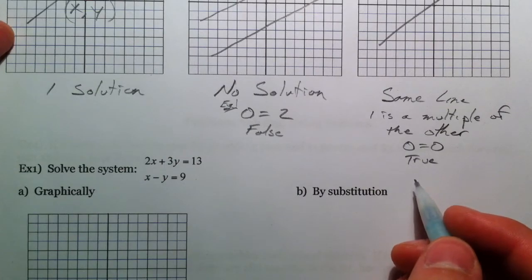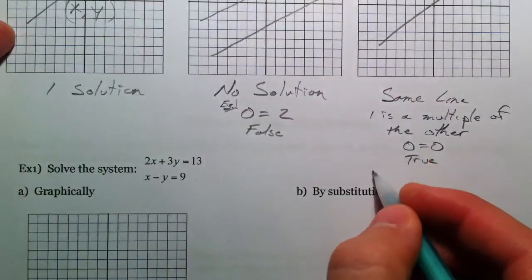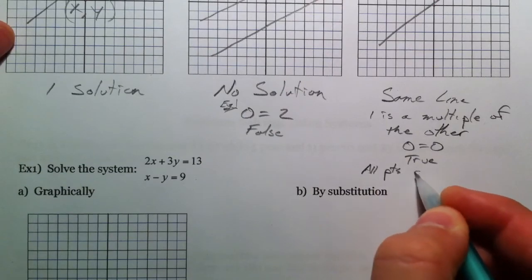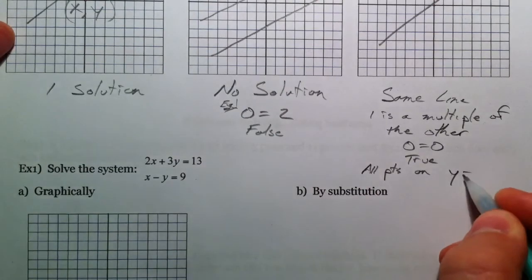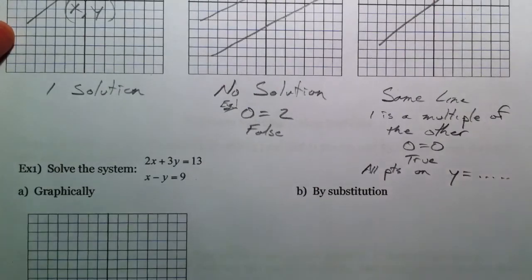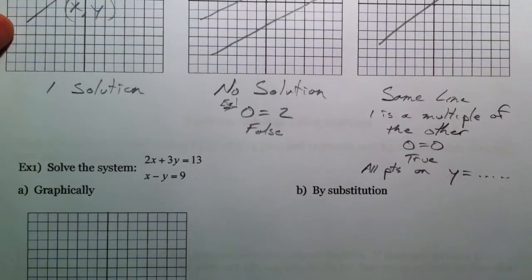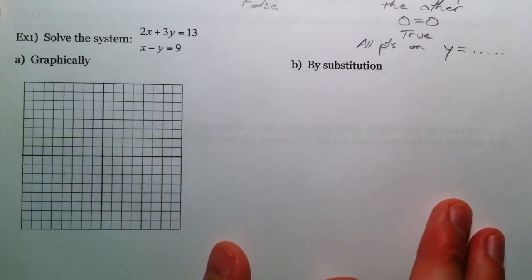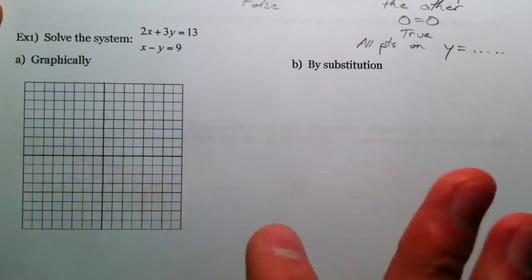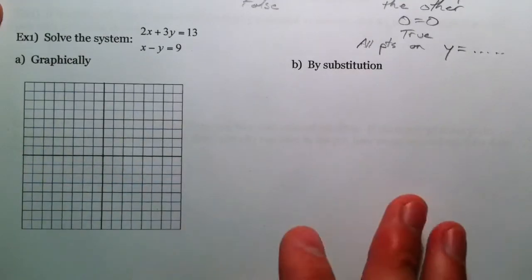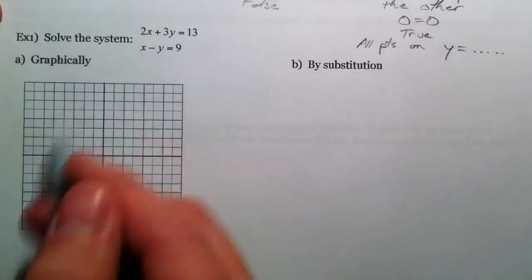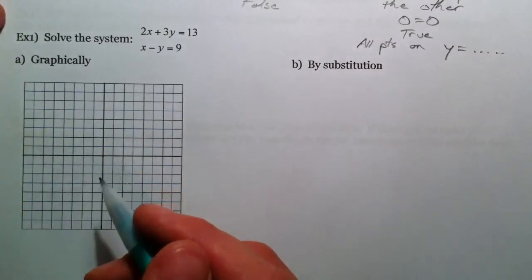And so what the answer might look like is all points on y equals ..., so all points on the line. Alright, so there are multiple ways we can solve systems. We're going to solve it graphically, we're going to solve it by substitution, and then do it by elimination. So graphically, of course, we're going to have to graph it.